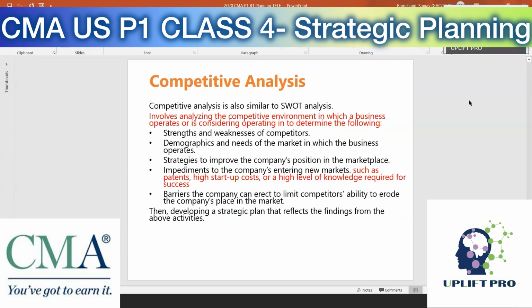It's a kind of SWOT analysis, but it is very specific to competitors and the competition in the market. So SWOT analysis very specific and contained to your competitors and the competitor market that you are going to operate in. Then based on that, you develop a strategy.